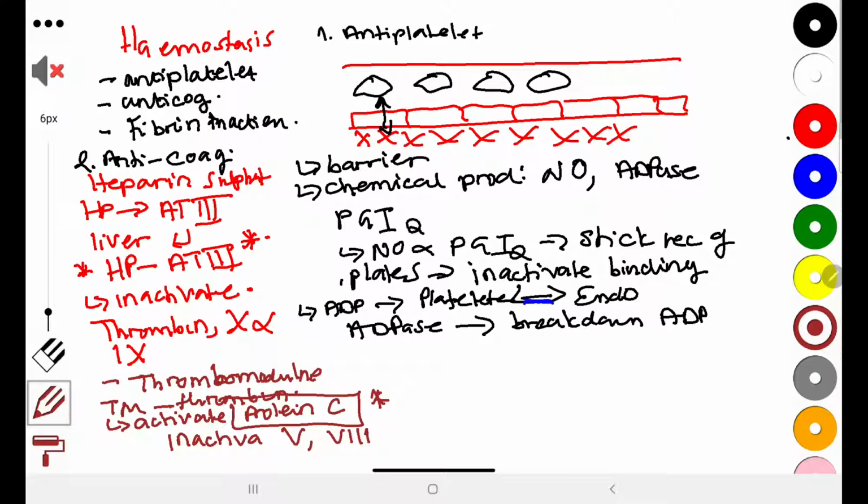In the first one, heparin sulfate will bind to antithrombin 3. And when antithrombin 3 is activated, it will inactivate thrombin as well as factors 10 and 9. Thrombomodulin also modulates thrombin by binding to it and allowing it to activate protein C, which then can inactivate factors 5 and 8.